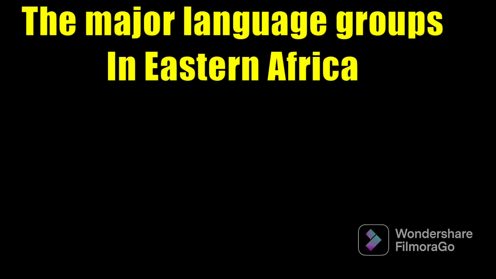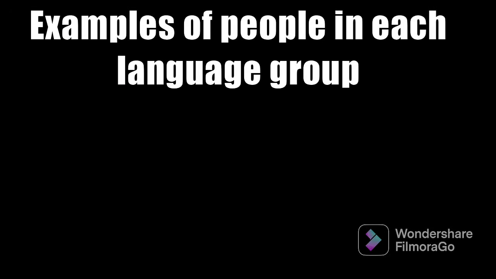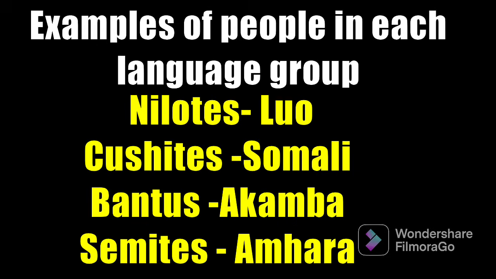State the major language groups of Eastern Africa. Bantus, Nilotes, Cushites, Semites. Give an example of each language group that you mentioned. Nilotes, Luo. Cushites, Somali. Bantus, Akamba. Semites, Amhara.